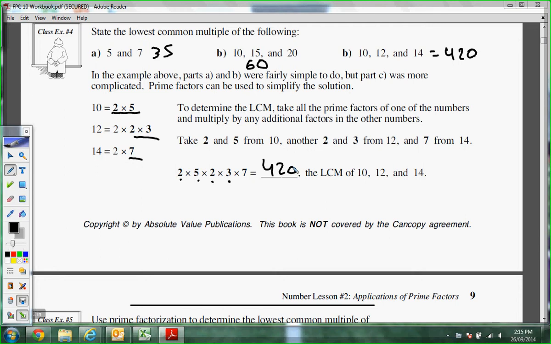All right, so let me explain one more time about this 2 thing. You take the prime factors. So I take this and then any additional ones. So this one, the additional is the extra 2 and the 3, and this additional is 7. Like I said, this 2 right here only counts once, but there's 2 2s, so we have to have 2 of them.